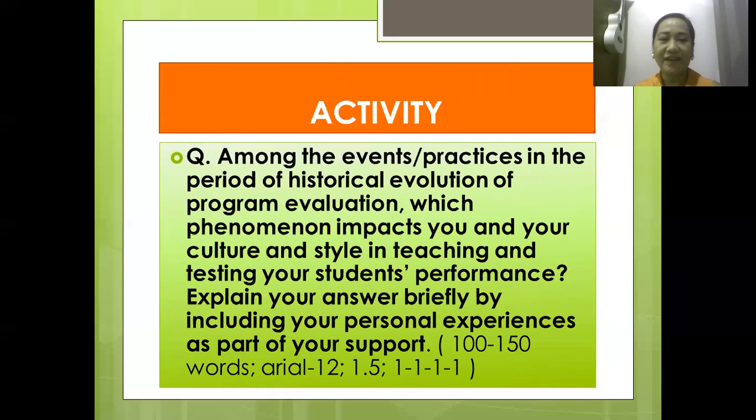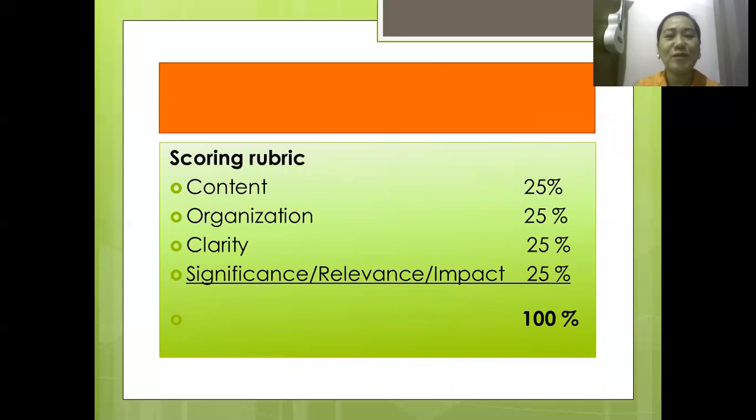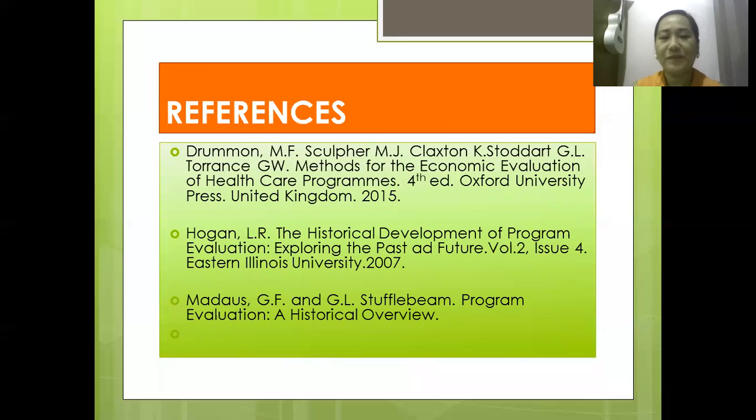So I have here a very simple activity. Among the events practiced in the historical evolution of program evaluation, which phenomenon impacts you and your culture and style in teaching and testing your students' performance? Explain your answer briefly by including your personal experiences as part of your support. I have here my scoring rubric: content would be 25%, organization 25%, clarity 25%, and significance or relevance 25%.